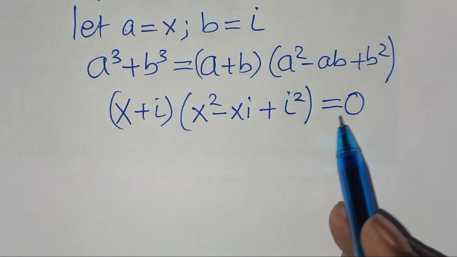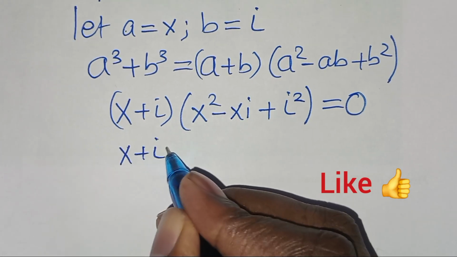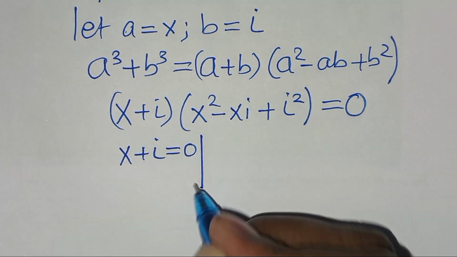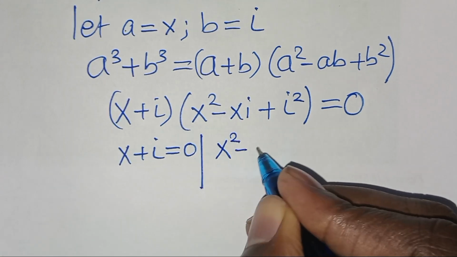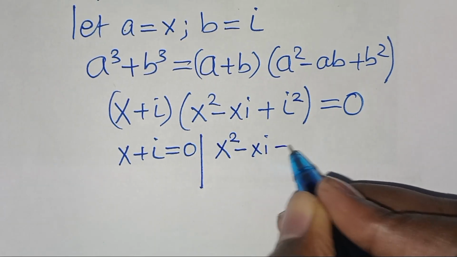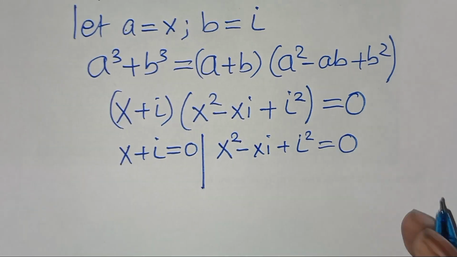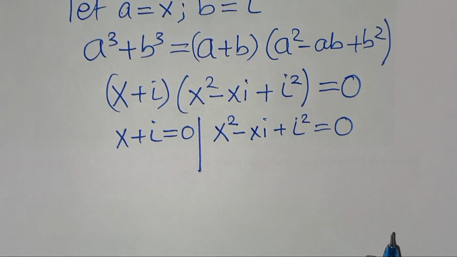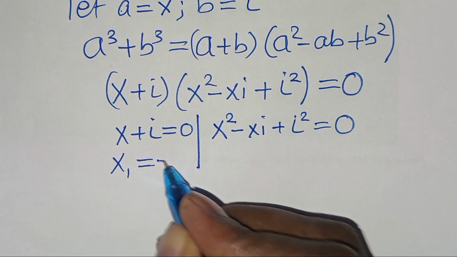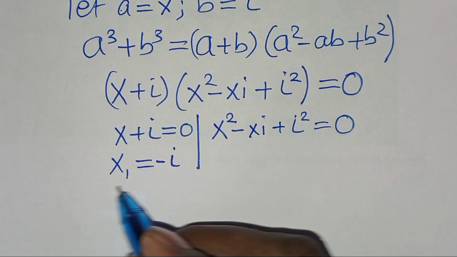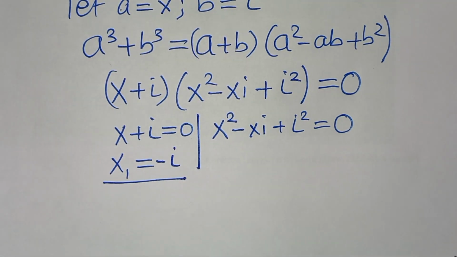So from this, we have two parts here. The first part is x plus i, this is equal to 0. The second part here is x to power 2 subtract xi, then plus i squared, this is equal to 0. So the first solution here, which is x1, is equal to minus i. This is the first solution we have. x is equal to minus i.